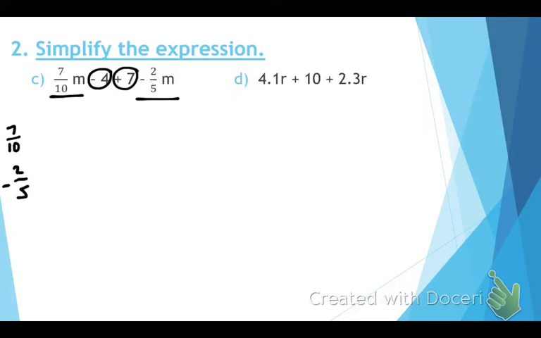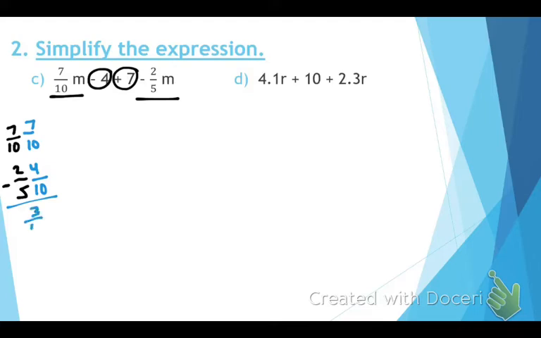Isaac, what's the common denominator I need? 10. Correct, 10. So this is going to stay as 7/10. But Isaac, what does the 2/5 become? It becomes 4/10. Very good. Now, Isaac, what is 7/10 minus 4/10?